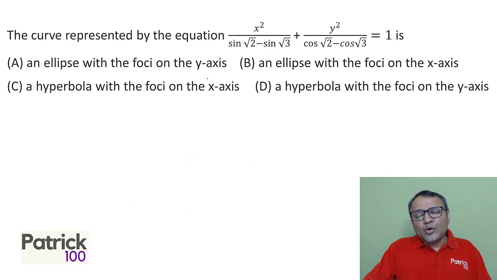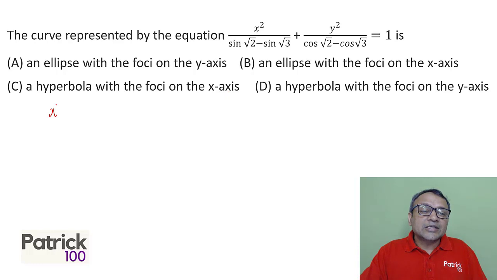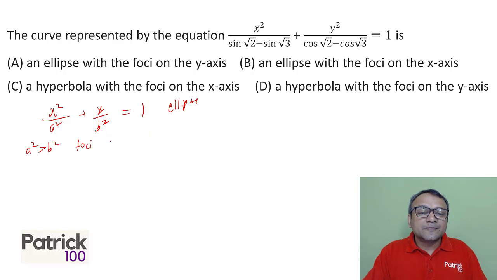Now here you need to understand the concept of ellipse. The formula x square upon a square plus y square upon b square equals 1 is an ellipse. If a square is more than b square, then the foci are on the x axis, and if b square is more than a square, then the foci are on the y axis. So you need to know these concepts.